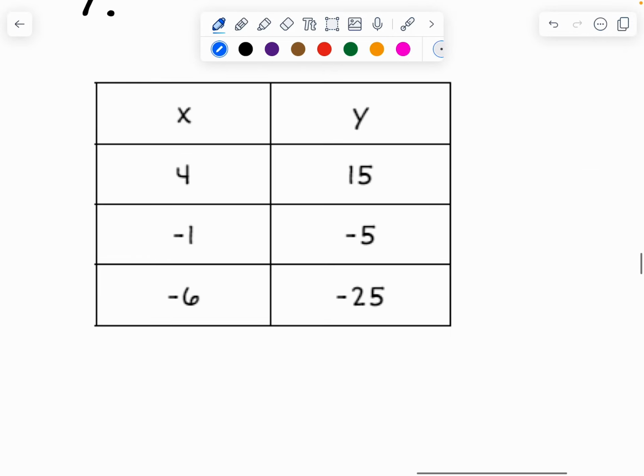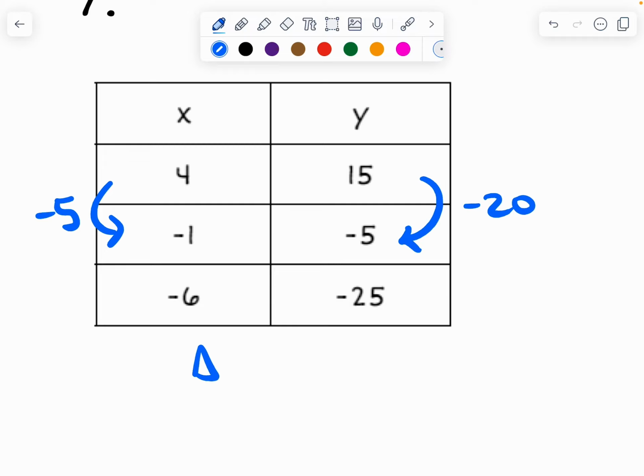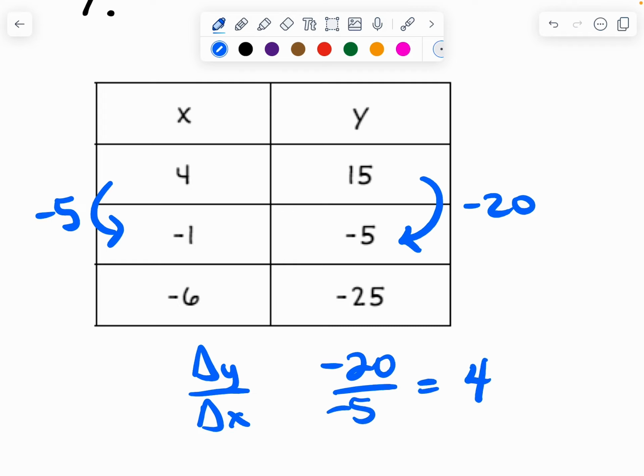Over here. From here to here, I went down 20. From here to here, I went down 5. So the change in y over the change in x. I went down 20, and I went down 5, so that will get me positive 4. Okay, I could have done from here to here. I still went down 20, and I went down 5.